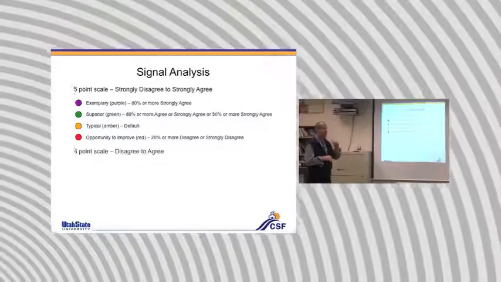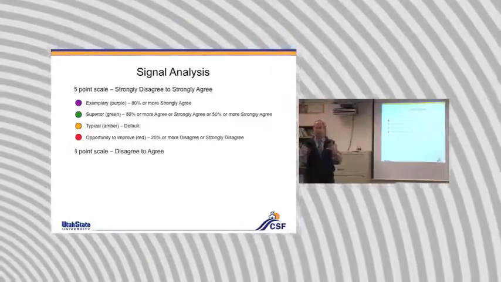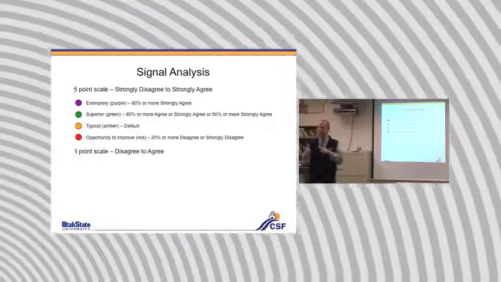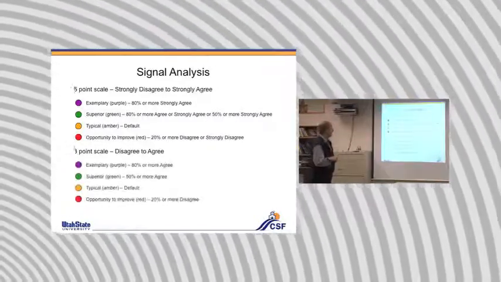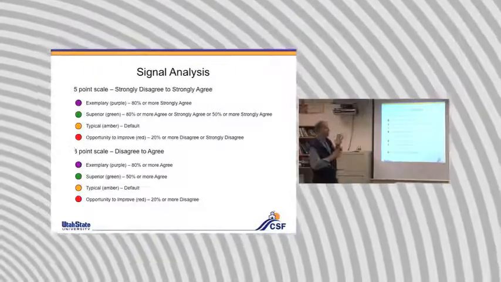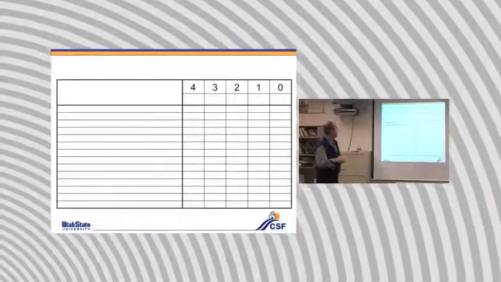With younger kids, we actually had to reduce the scale down. We don't give them a 5-point scale. We give them a frowny face, a neutral face, and a smiley face. So they get just disagree to agree. And here it is. It's very, very similar, but it allows us to convert that data into colors.